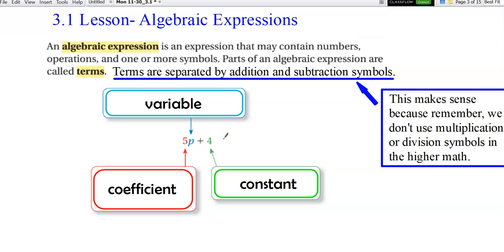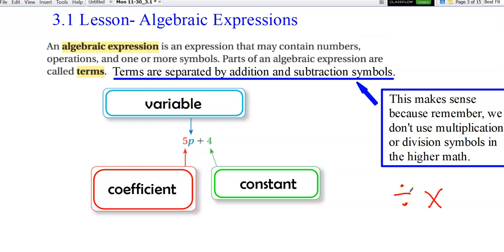And then this is the tricky part that's underlined in blue. Terms are separated by addition and subtraction symbols. And in this box it says, well, this makes sense because remember, you don't know this yet, but in higher math, a lot of times you don't use division symbols like this, and you're not going to be using x for a multiplication symbol because x looks like the variable x. So we stop using division symbols and then x to mean times when we get into higher math.